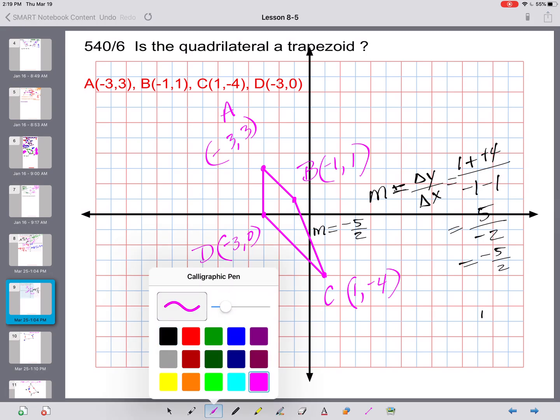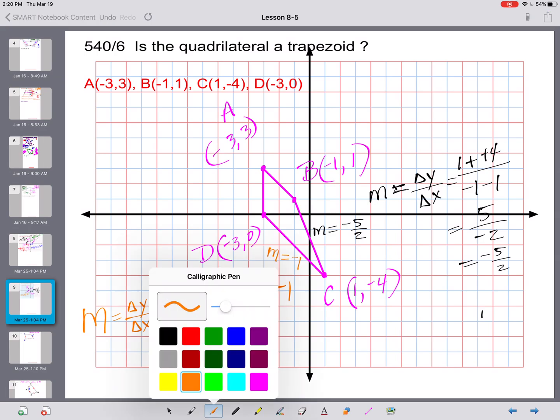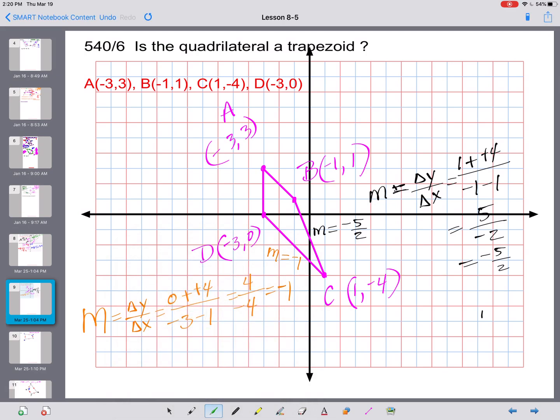Okay, different color. Let's go orange. DC. Slope is change in Y over change in X. Okay, Y minus Y: I see 0 minus a negative 4. X minus X: negative 3 minus 1. Minus a negative plus a positive. That's 4 on top. On the bottom, that's going to be a negative 4. I see a negative 1. Here's the slope right here. Slope is negative 1.